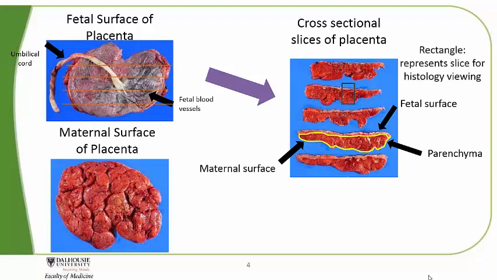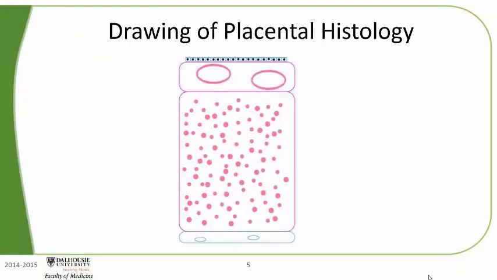Now, this rectangle here is where we took a piece of the placenta so that we could examine it under the microscope. Before we do that, I want to review a drawing of this rectangular piece of placenta. Let's go from top to bottom. This is a simplified drawing to review the vocabulary before we review the actual slide in more detail.